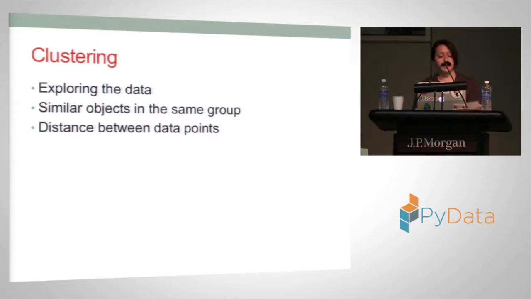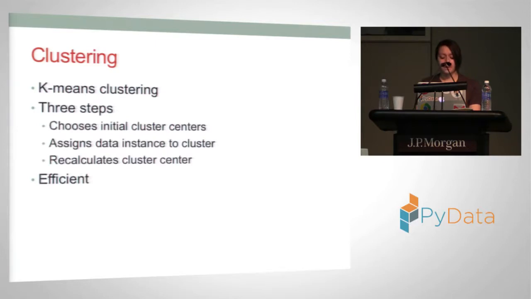So there are quite a few clustering methods, but I'm going to talk about k-means clustering. K-means clustering has 3 steps. The first step is to choose those initial cluster centers. And the next 2 steps are looped over. The first thing that happens is each data instance is assigned to the cluster it's most similar to, and then the cluster center is recalculated to the mean of what the cluster is after the new data is added to it.